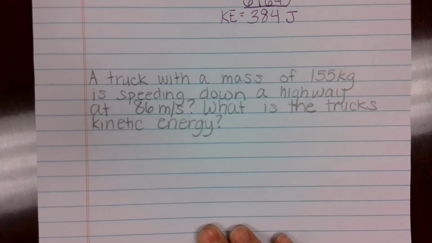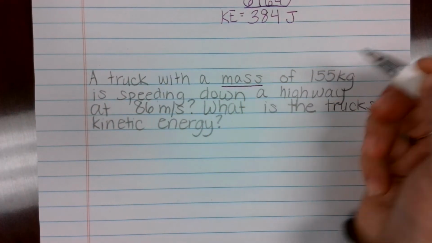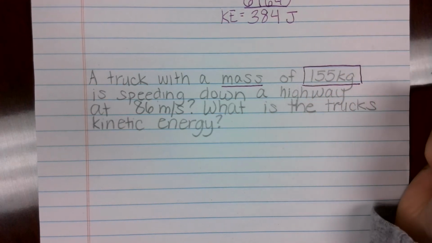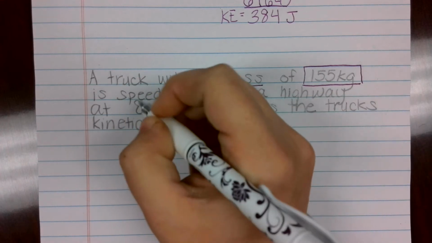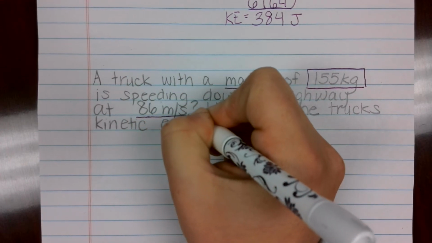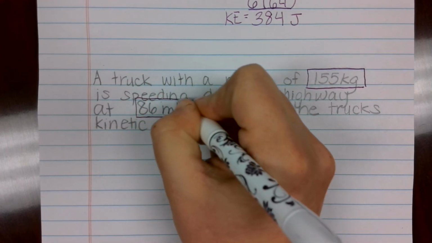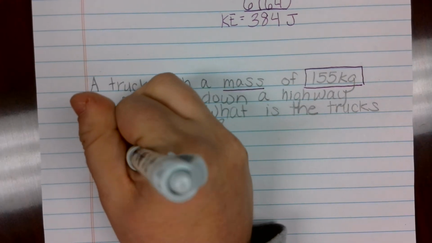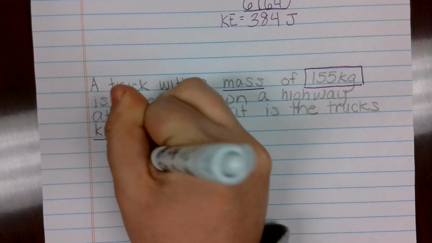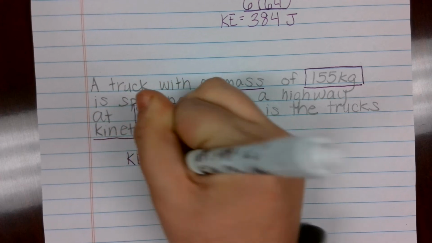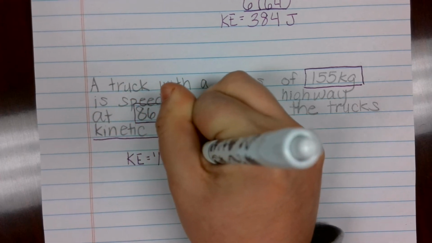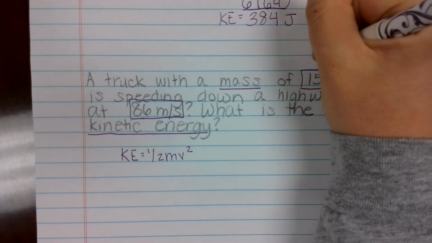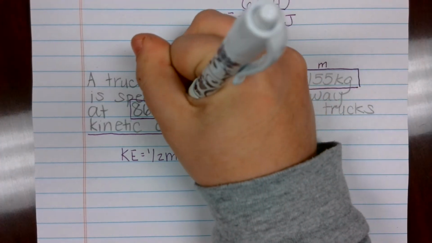So, a truck with a mass of 155 kilograms is speeding down a highway at 86 meters per second. What is the truck's kinetic energy? So again, I'm going to use that same kinetic energy formula. KE equals 1/2 mv squared. And now I'm going to start plugging in. Remember, this is my mass, and this is my velocity.